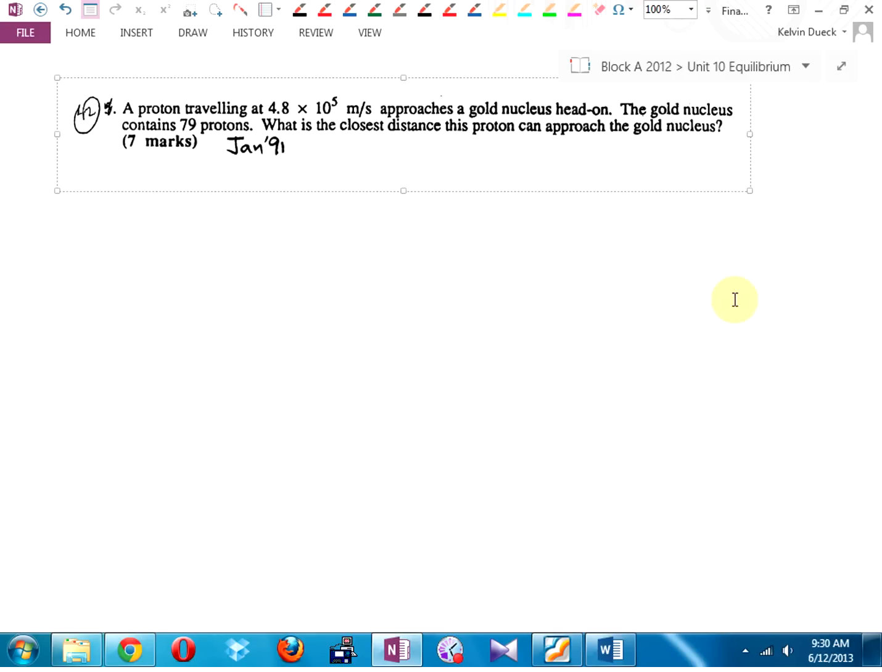This is the same physics as dropping an object, except in this case, instead of the object speeding up because it wants to fall, it's going to get repelled. But this is a job for conservation of energy.